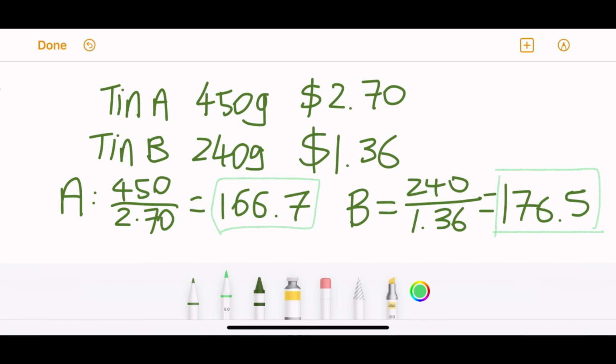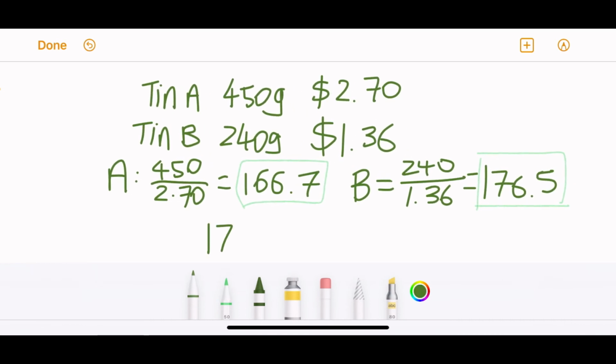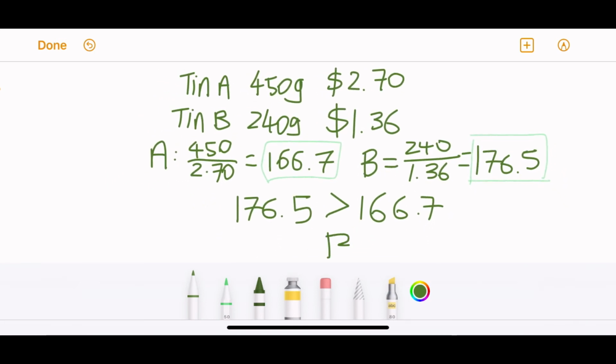Yeah. So obviously now 176.5 is much bigger than 166.7. Therefore, tin B contains much more pineapples for $1 compared to tin A for $1, but not for 1.36 and 2.7 because their prices are different. So you would expect a different price to get different grams, but you would want to get the most pineapples for the same price. Therefore, tin B has a better value. Our answer would be B.